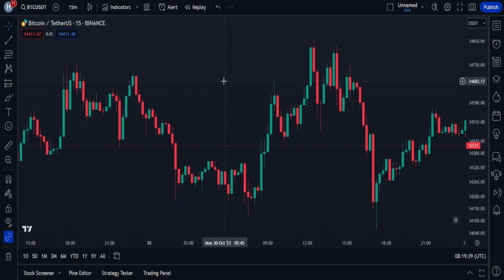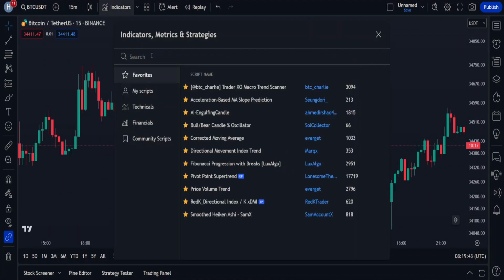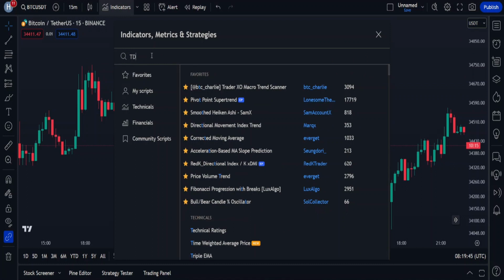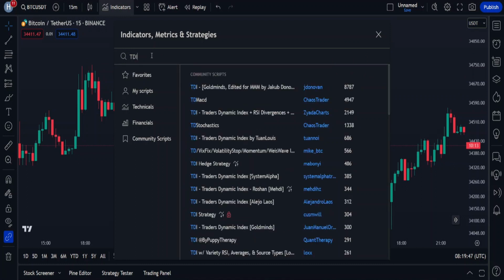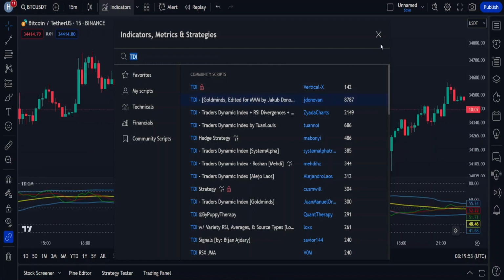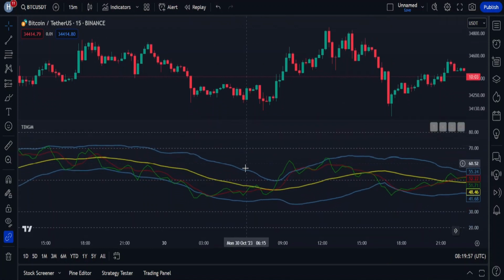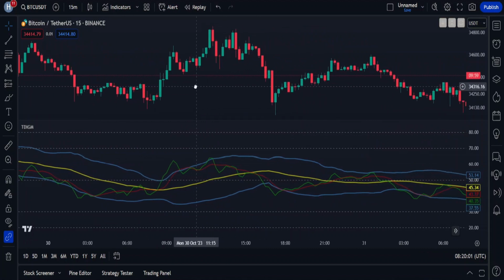First of all, let's add the main indicator of our strategy to the chart. For that, we will head over to the Indicator Search tab and search for TDI Indicator. After this, select the indicator made by Jace Donovan and add it to the chart. This is the TDI indicator, which stands for the Trader's Dynamic Index. It is an advanced indicator, however, the principles of the indicator are actually quite simple.